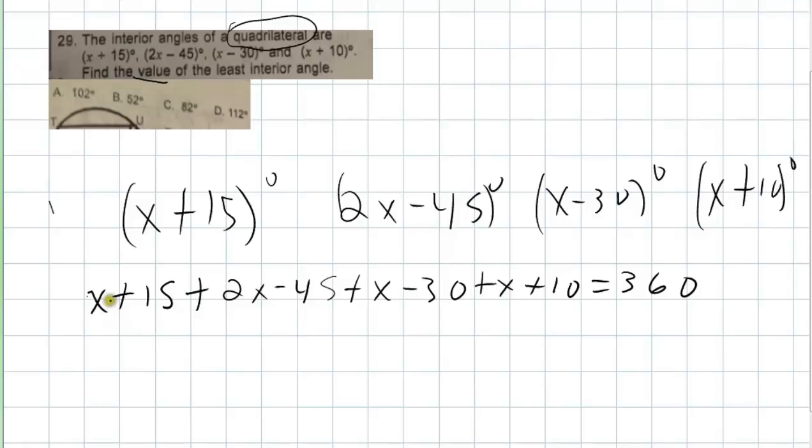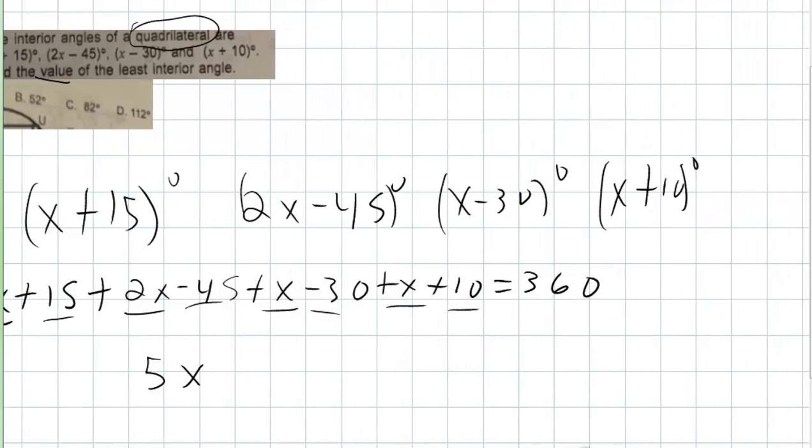So, okay, let's start combining like terms. Here's an x, 2x, another x, and another x. So, let's count up how many we have. 1, 2, 3, 4, 5x. Okay, so here we have 5x. And now let's add everything else up. 15 and negative 45, negative 30, and 10.